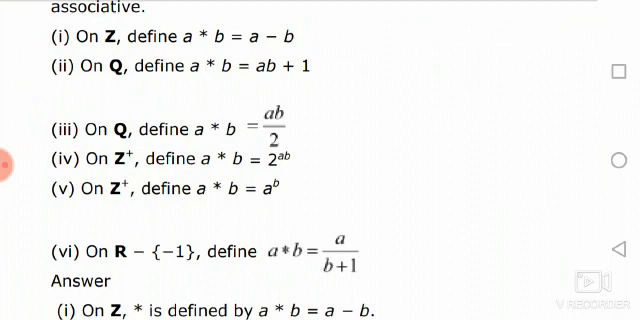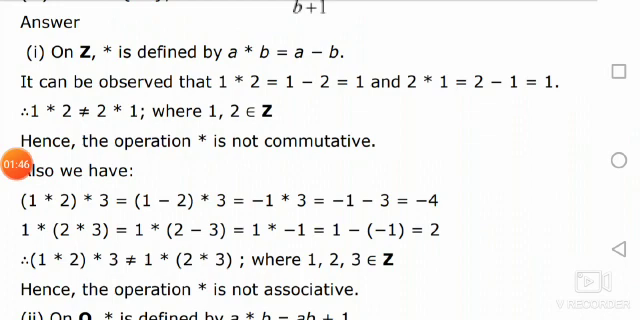Let me begin with the first question. On Z, define A star B is equal to A minus B. We have to check whether star is commutative or associative or not. With the second question, on Q, define A star B is equal to AB plus 1. In all these examples, we are going to check whether star is a binary operation on the given respective sets. Now let me begin with the first question.